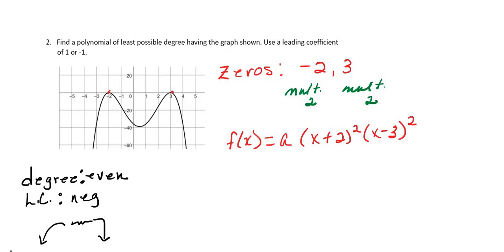And you can always go back to what we've learned about parabolas. I know that if I have a parabola that has a positive leading coefficient, it's opening up. If my leading coefficient is negative, my graph is opening down. It's the same way with higher order polynomials. So in this case, my leading coefficient is negative. So there's my answer.